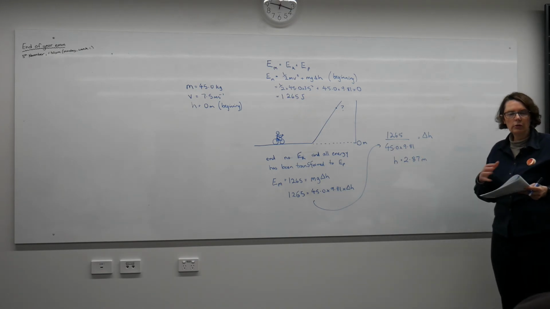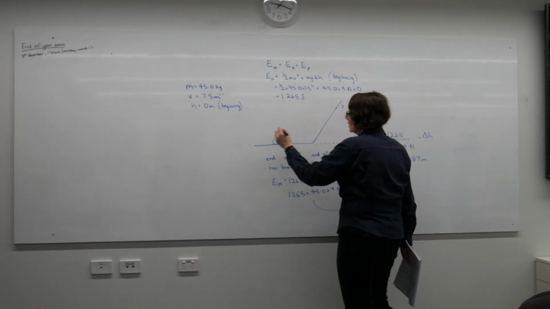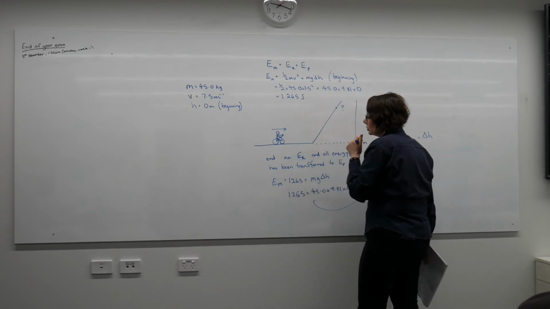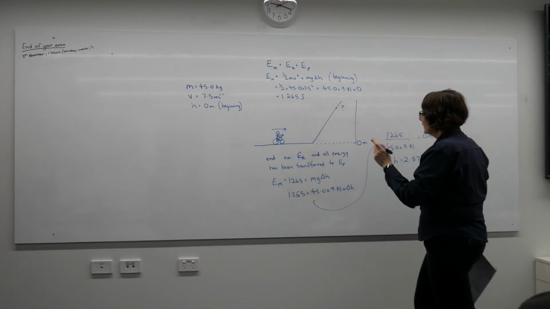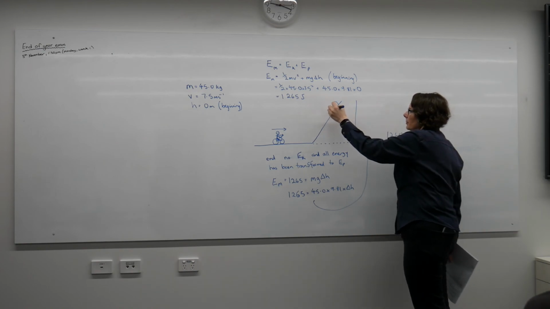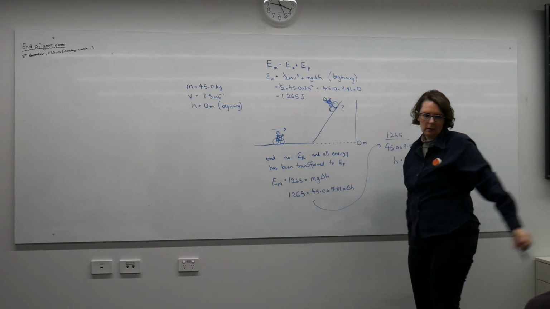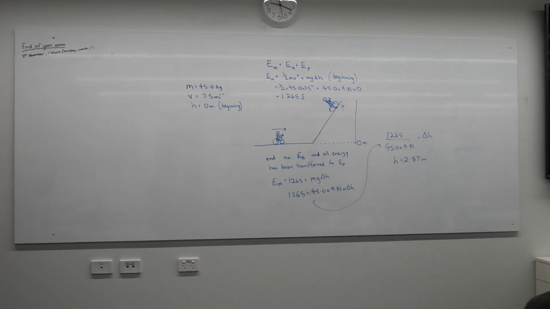Okay, so this is a transformation of energy. We've transformed it from kinetic energy, because the cyclist has motion in the horizontal plane, into potential energy, where they're now up the hill but stationary. Okay?